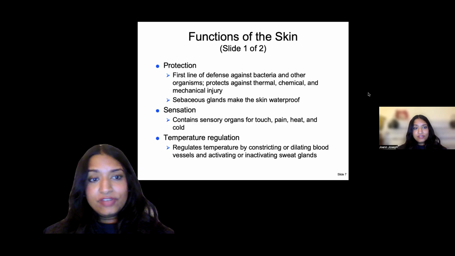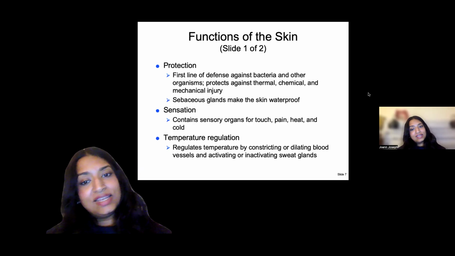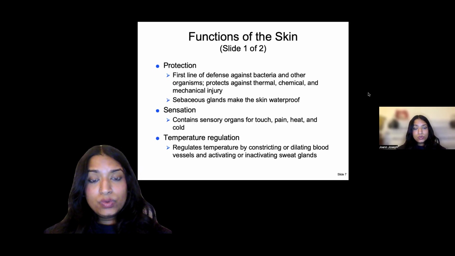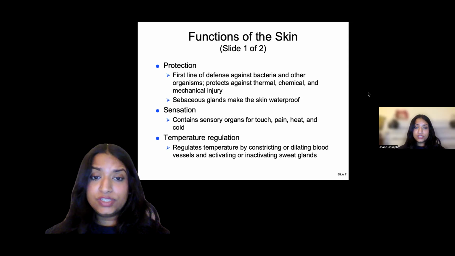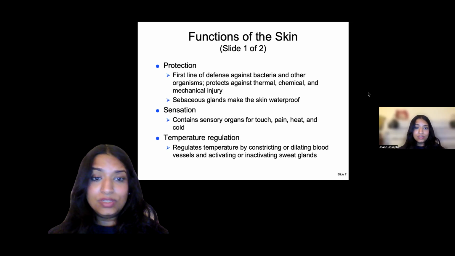For sensation, the skin contains sensory organs for touch, pain, heat, and cold. And then temperature regulation: your skin regulates your temperature by constricting or dilating blood vessels and activating or inactivating sweat glands. I think I have said this in a different slide. If you do not know what constricting or dilation of blood vessels are, you absolutely need to understand that concept. If you don't know it, you probably need to go on YouTube and watch some type of introduction to what that means.